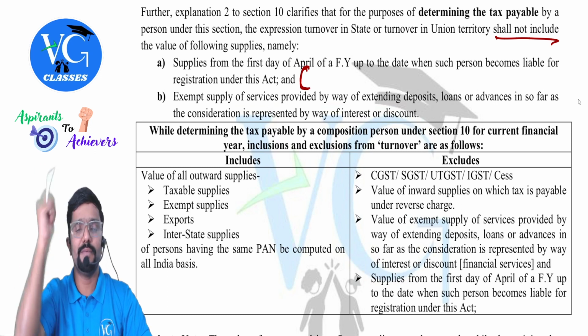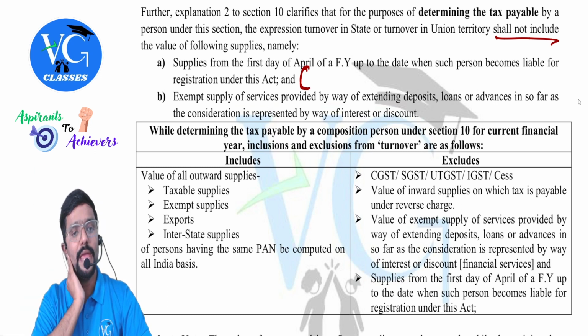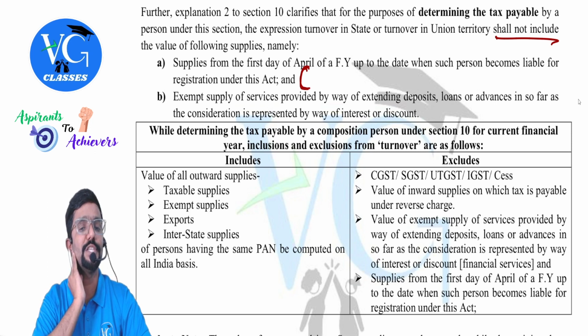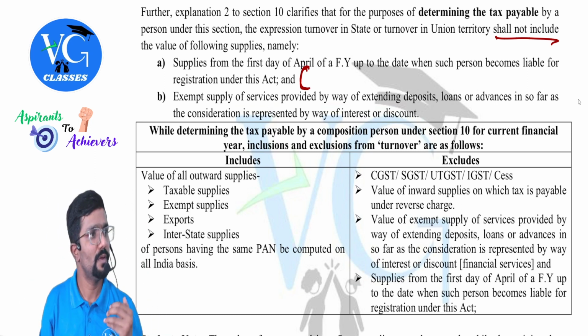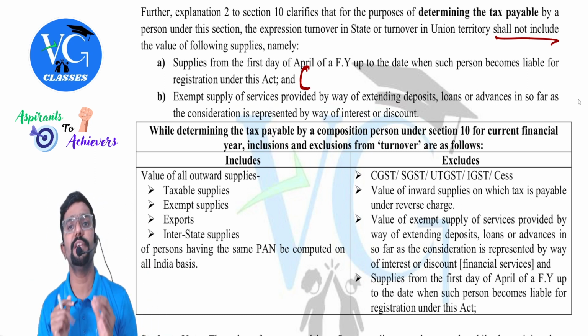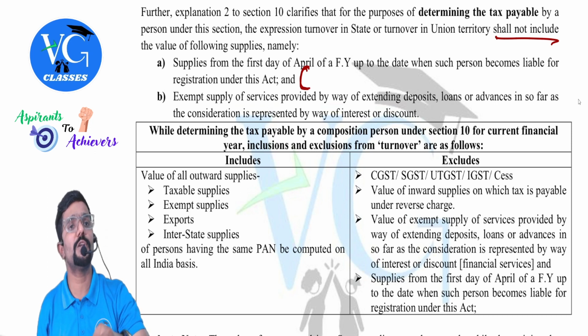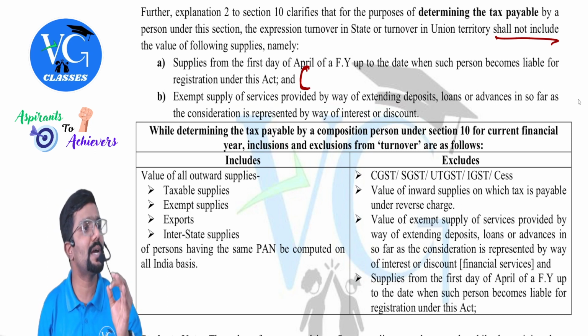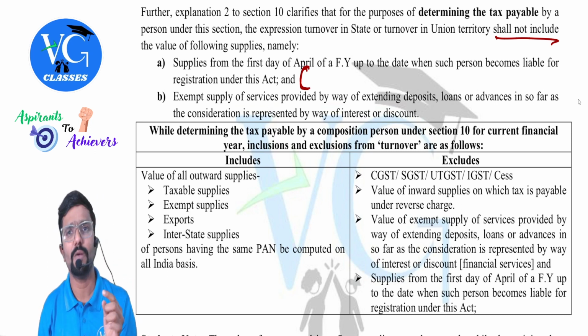Next one is like whatever we saw in explanation 1: exempt supply of services provided by way of extending deposits, loans or advances insofar as the consideration is represented by way of interest or discount. Okay. This explanation 2, we are applying for which turnover? Last year turnover or current year turnover? Current year. Why are we calculating this? To pay tax. Please be careful, because later you might get confused.